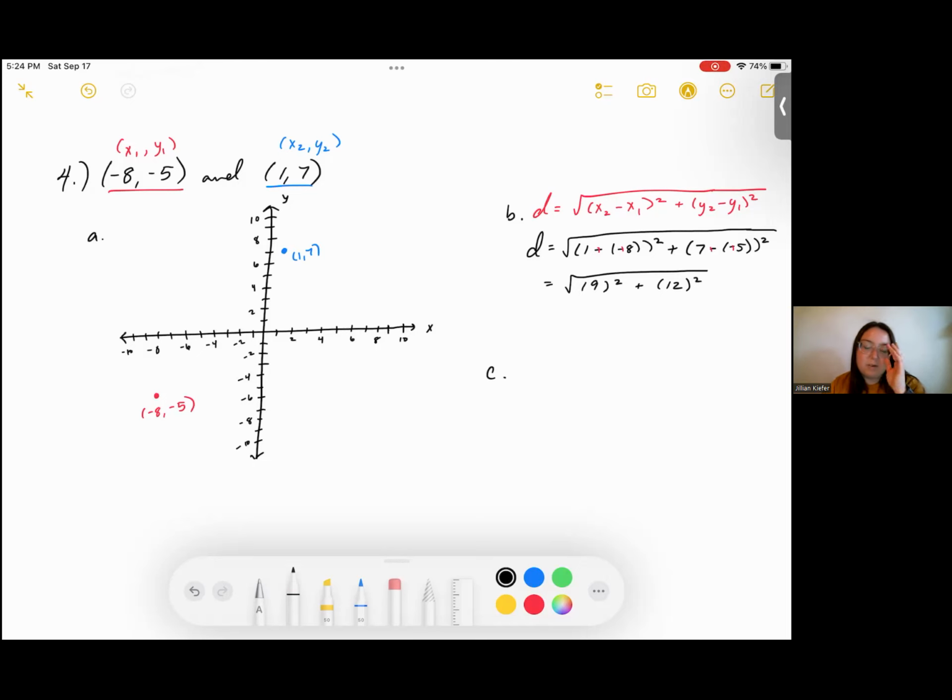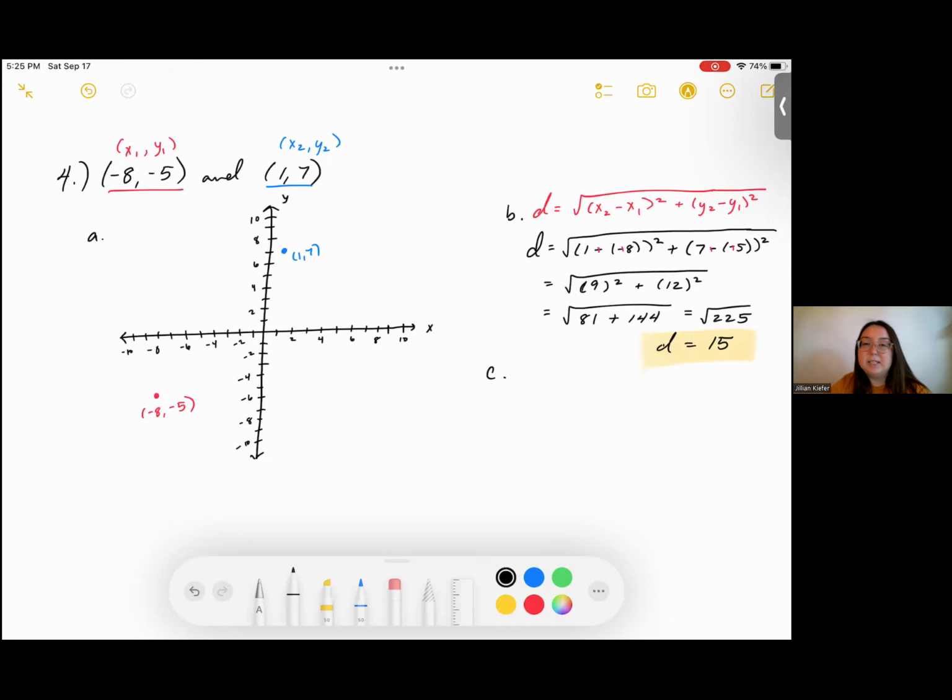So we have the square root of 9 squared plus 12 squared. 9 squared is 81, and 12 squared is 144. Adding these together, with calculators or brains, comes out to the square root of 225. And if we take the square root of 225, this comes out to 15. So the distance is equal to 15 in this case.